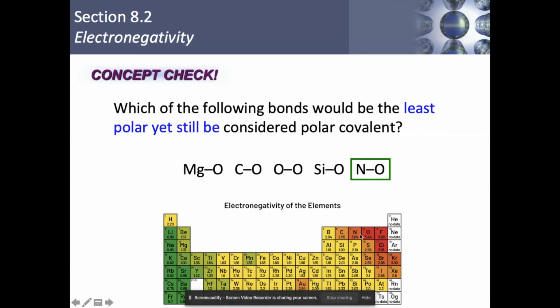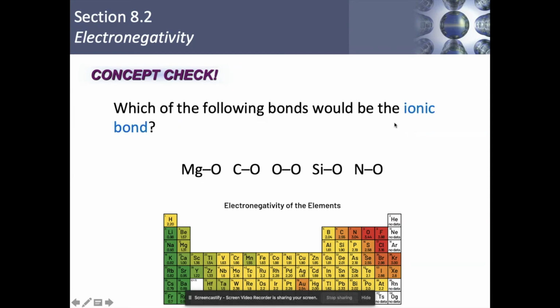So they're clearly different from one another. If you tried oxygen and oxygen, that wouldn't work because that would be purely covalent. And if you tried magnesium and oxygen, that's a metal and a non-metal, and that's the biggest difference you can get, but that's probably an ionic bond. So now I'm getting ahead of myself. Which one would be the ionic bond? There we go. Magnesium and oxygen, a metal and a non-metal.